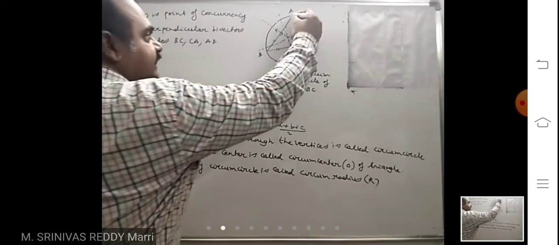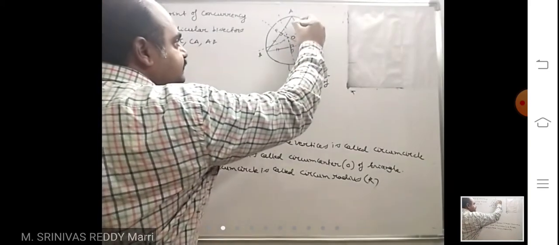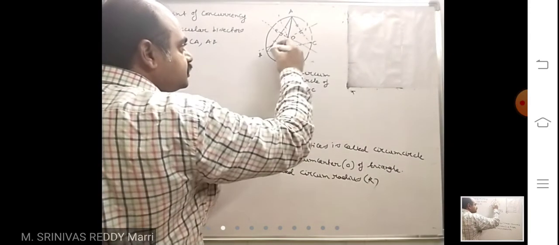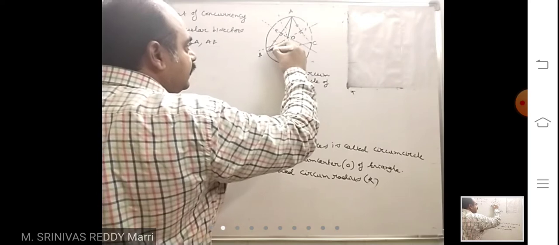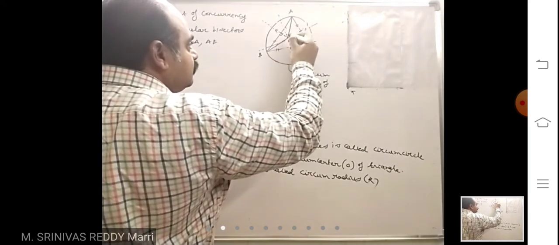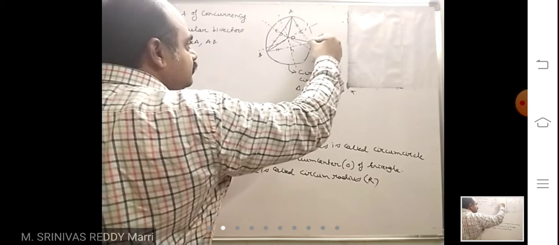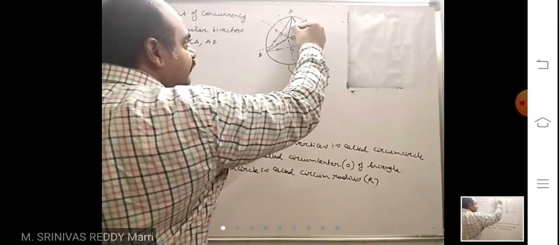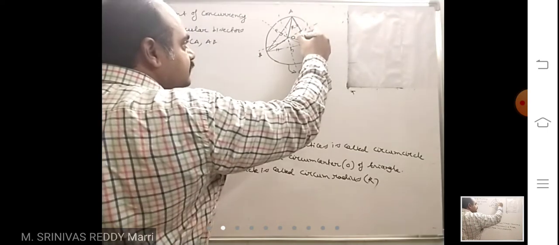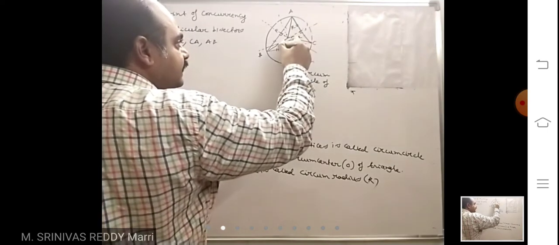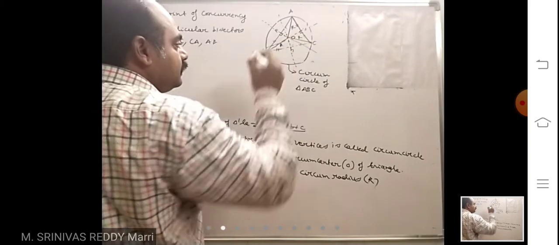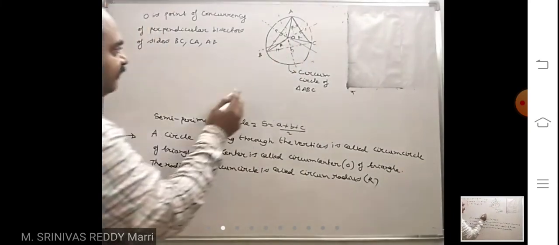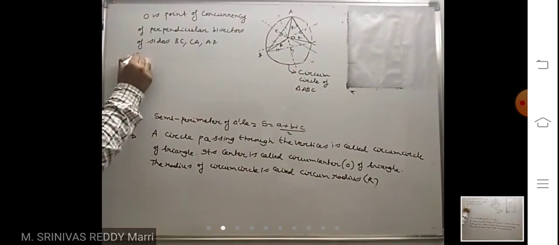Now, the radius of the circle means this: the circumcenter is equidistant. Look at it. Join O to A, join O to B, join O to C. This is nothing but the radius of the circle. That is called the circumradius. That means O is the circumcenter.